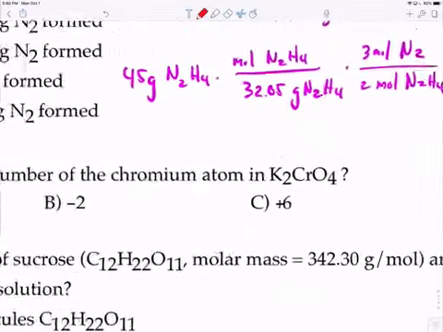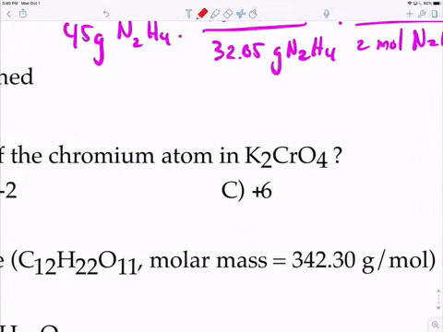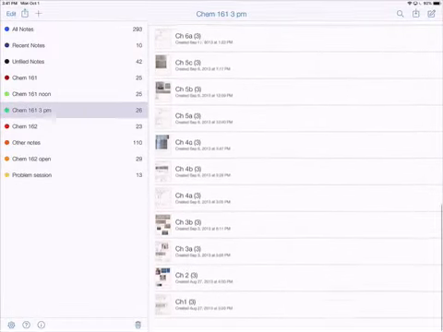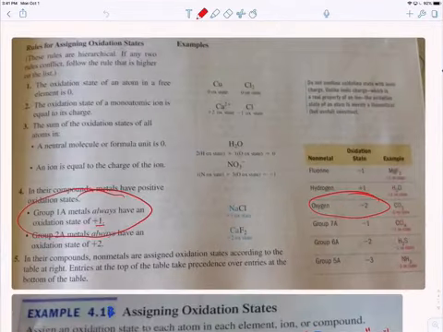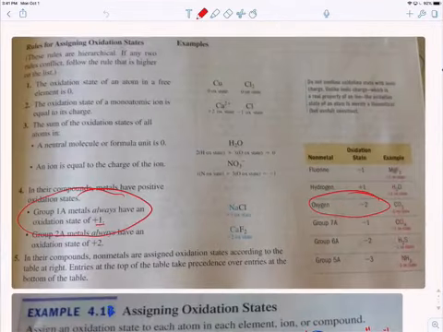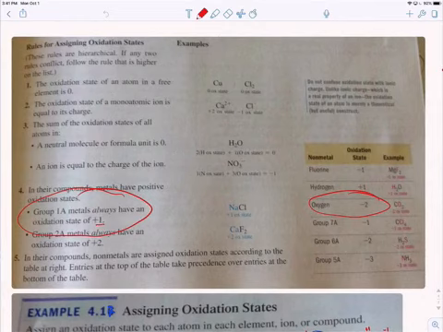Okay, oxidation number for chromium in K2CrO4. So, what you get, you're going to get this. So you don't have to memorize the rules for assigning oxidation states. You will have those at your disposal.